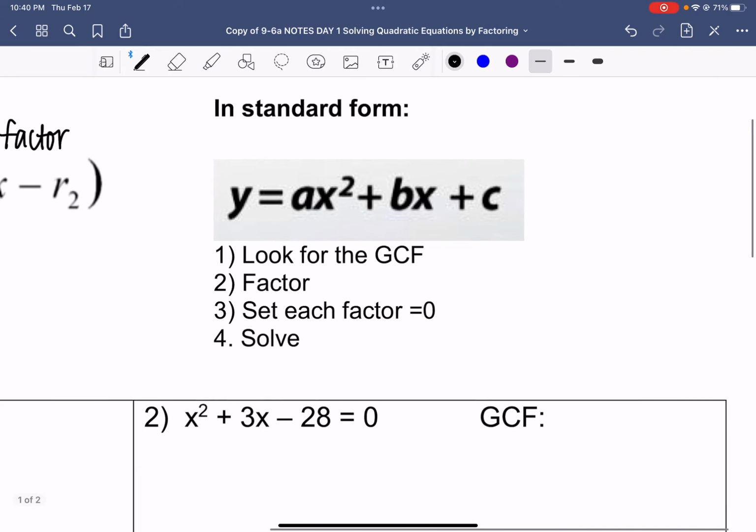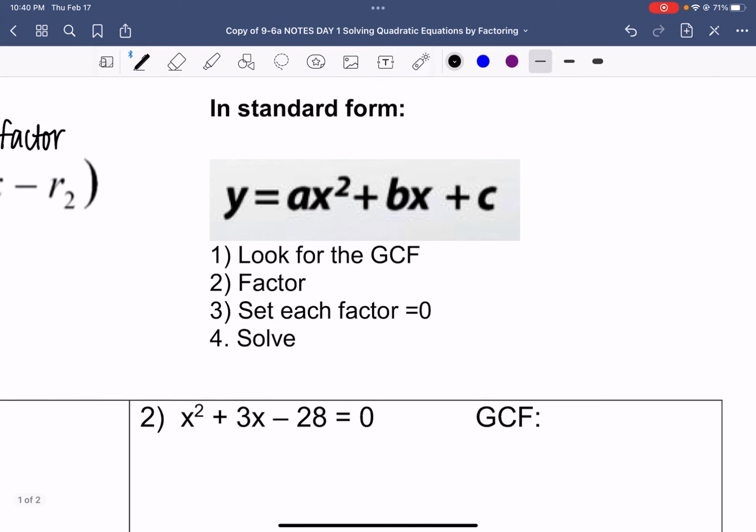What if it gives it to you in standard form? So x squared plus x minus 2, okay? Look for the greatest common factor, which is the first step always. Factor them. Set each factor equal to 0, then solve. Okay, so that would be the rule if I didn't already teach you the calculator trick.